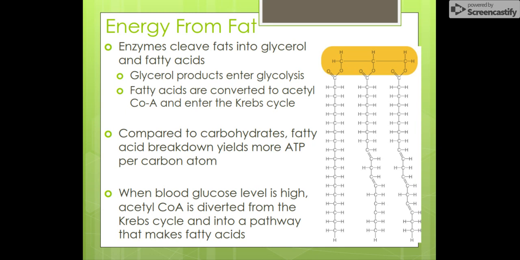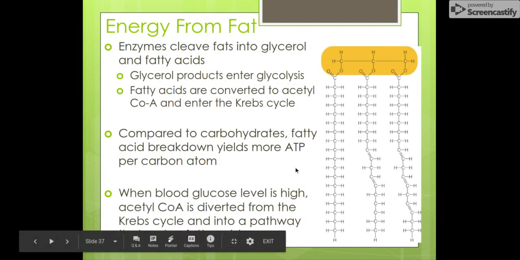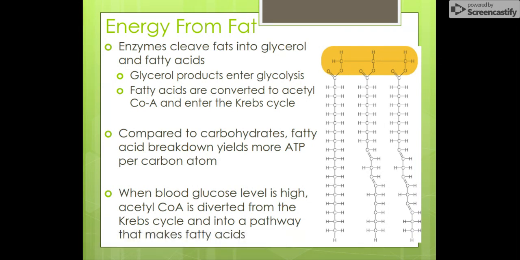Okay, so there's a lot of energy stored here, which is why when we have too high of a blood glucose, that acetyl-CoA goes away from the Krebs cycle into a pathway to make fatty acids. So when these levels are too high, we've got too much of this glucose, we start producing these fatty acids, and that's how we put on things like fat in our body.